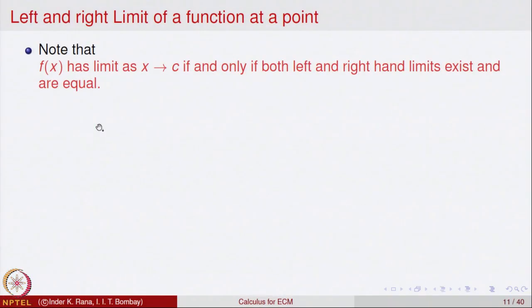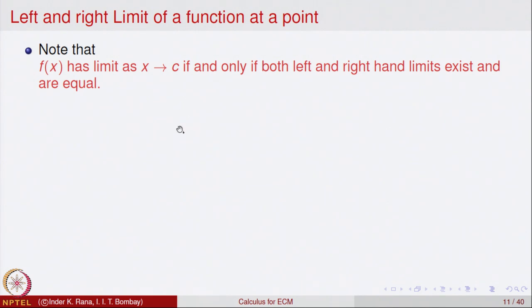So, if either the left or the right limit does not exist, then the limit of the function will not exist. And if both the left limit and the right limit exist but are different, in that case also the limit of the function will not exist. So, the limit of a function f(x) as x goes to c exists and is equal to, say, L if and only if both left and right limits exist and are also equal to that common value L.